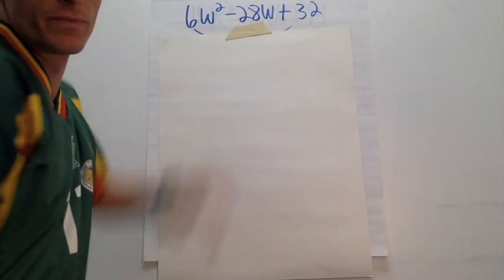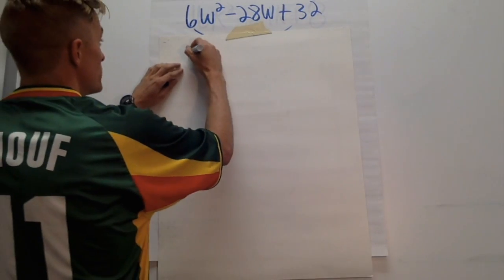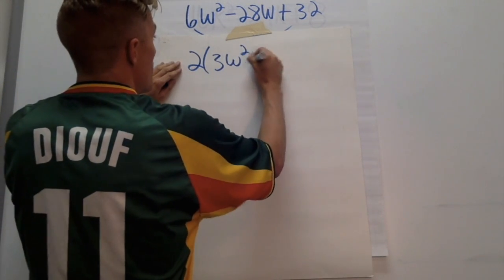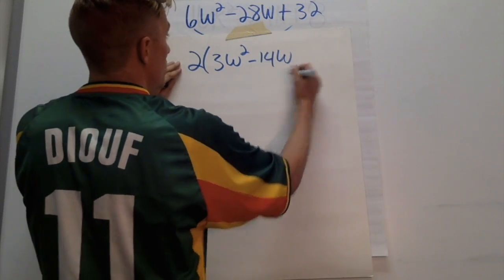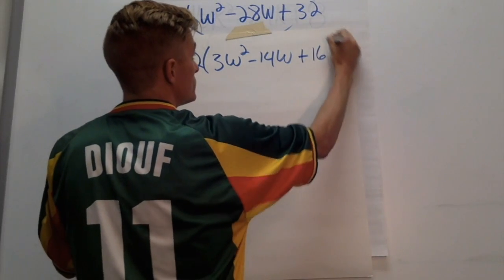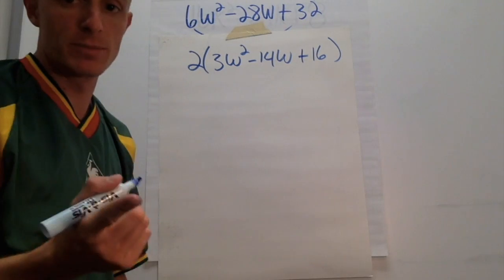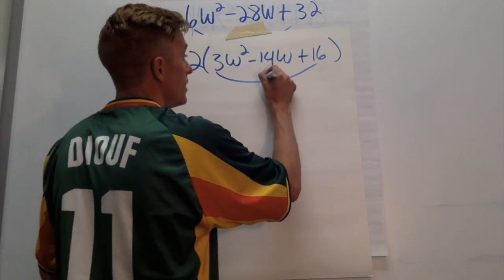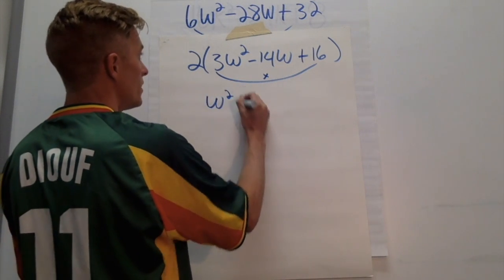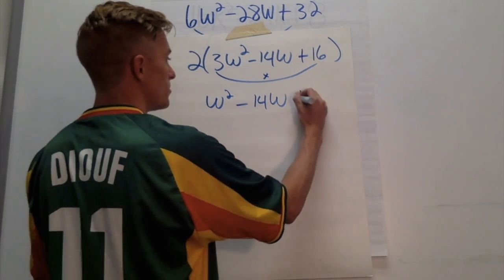All right, so what we need to do now is take out a GCF. So we're going to take out a 2, and that's going to give us 3w squared minus 14w. What is that? That is plus 16. All right, now what we do is bottoms up, so we multiply the first times the last, and that gives us w squared minus 14w, and 16 times 3 is a positive 48.